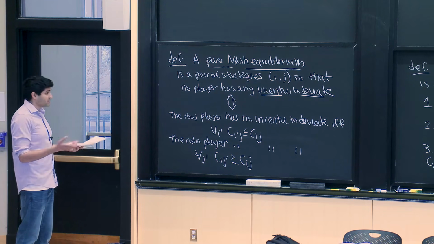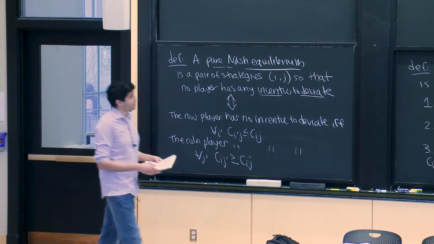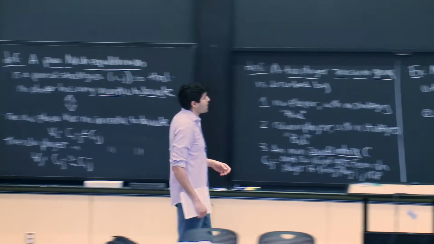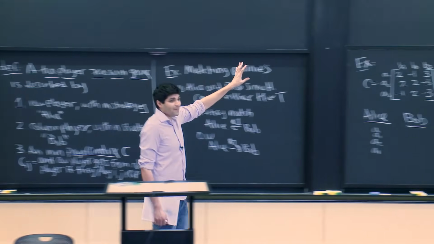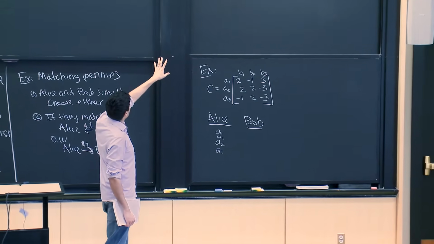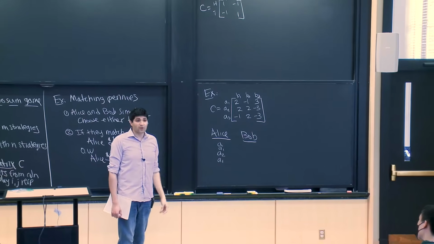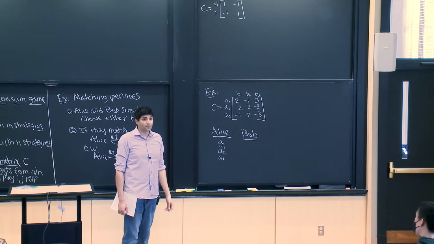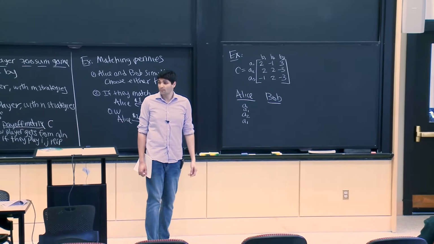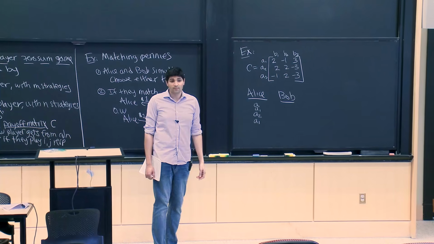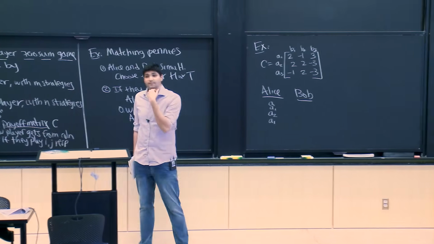But already we can see some deficiencies of pure Nash equilibrium, right? So even if we come back to this matching pennies game, is there a pure Nash equilibrium? What do you guys think?